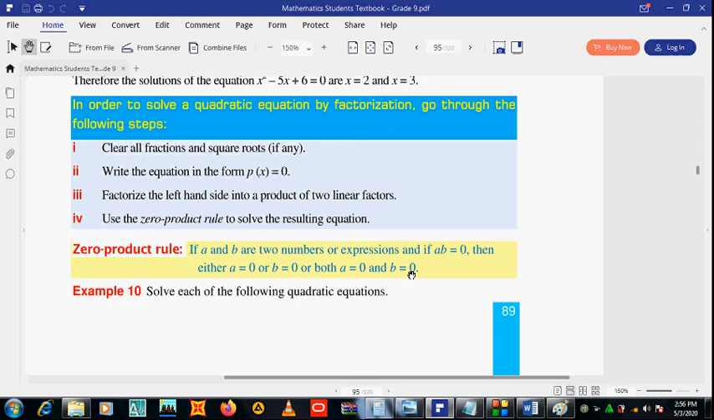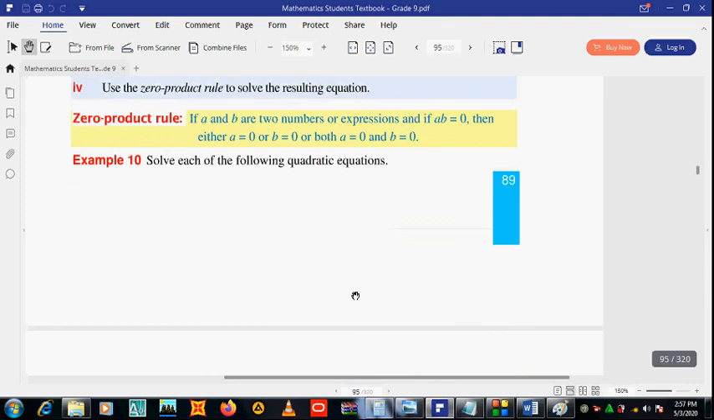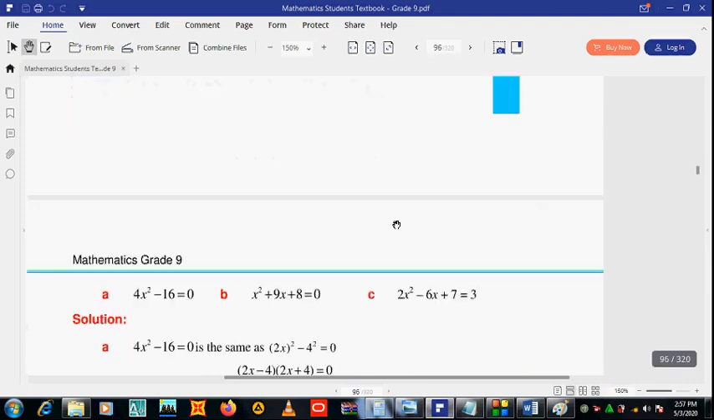When multiplying two numbers, their product is 0 if either one of them is 0, or both are 0. In order for the result to be 0, either both numbers must be 0, or one of the two numbers is 0. Okay.